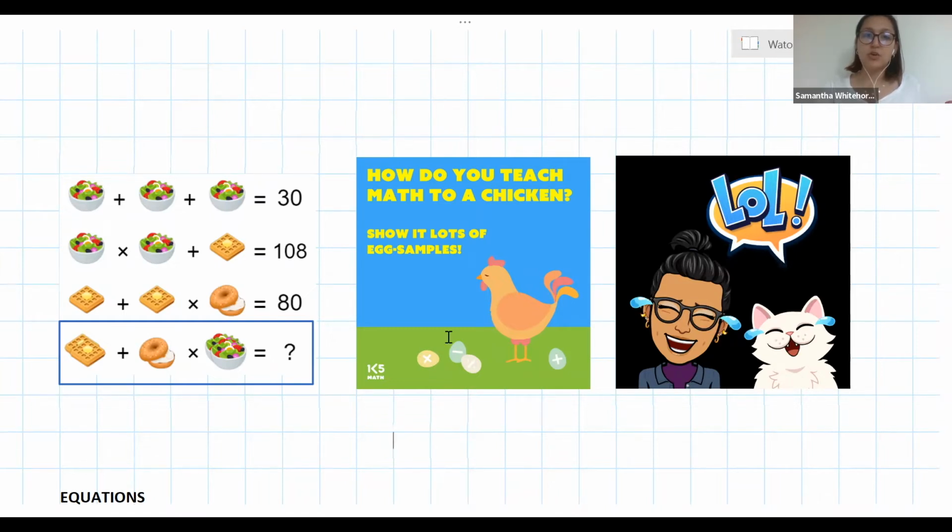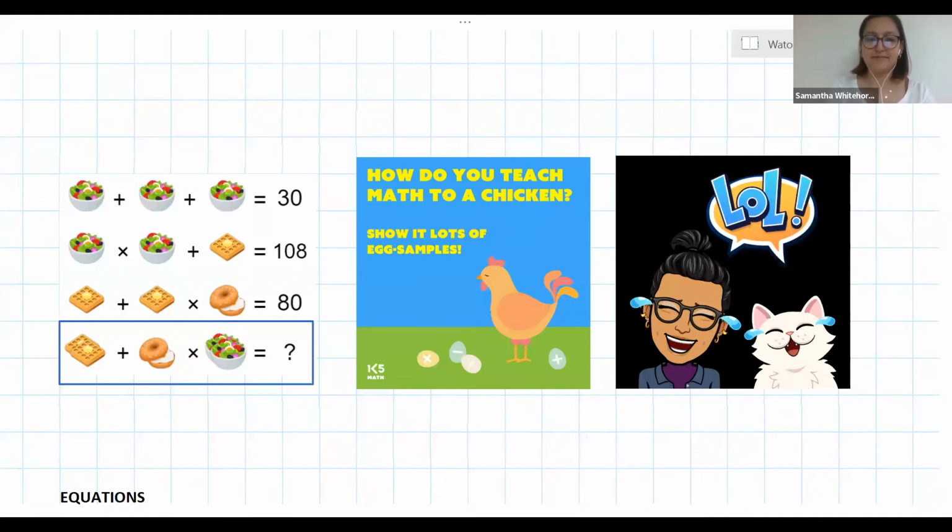The joke: how do you teach maths to a chicken? You show lots of examples, because if we do lots of examples, we're going to get lots of practice. And so a chicken needs lots of examples. That was funny. Oh, let's go, my pips.